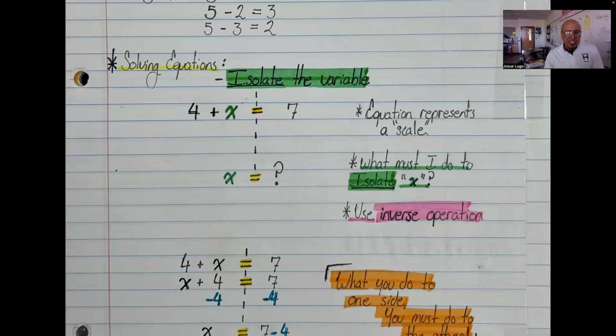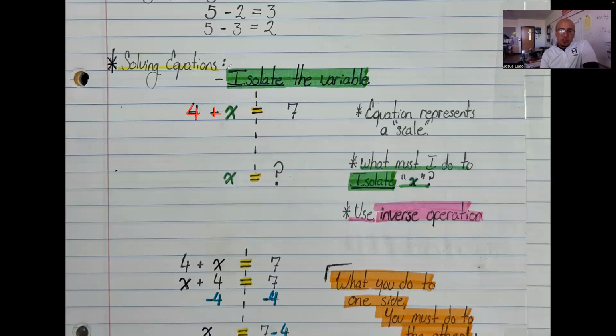All right, so is the variable isolated? No, it is not. The variable, the x, is not by itself. Why is it not by itself? What else do we see there besides the x? We see a plus 4. Meaning, ladies and gentlemen, I need to get rid of the plus 4. The reason why the x is not by itself is because I'm adding 4 to it. Well, I need to do something that is going to undo that. I need to do something so that I can get rid of adding 4. How am I going to do that?